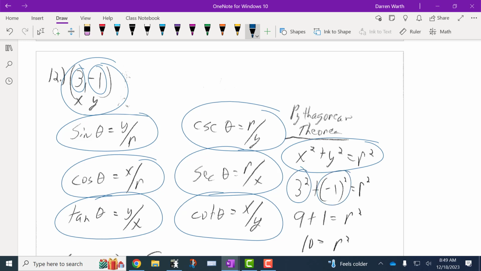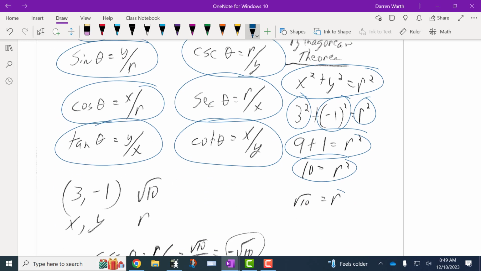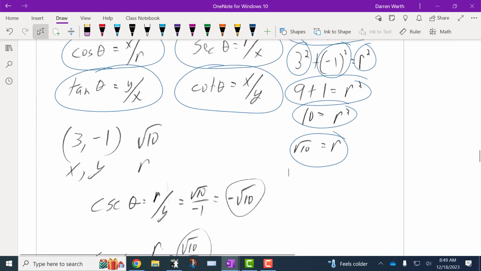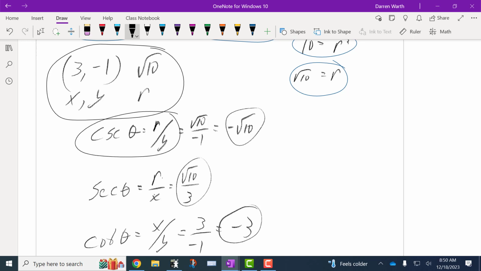Substituting the negative 1, I got negative 1 squared, all equals r squared. I get 9 plus 1, it's going to equal r squared. So r squared is going to equal 10. And so r is going to equal the square root of 10. Okay, now that I have that information, I've got the x is 3, the y is negative 1, and r is equal to the square root of 10. So by definition, cosecant of theta is r over y.